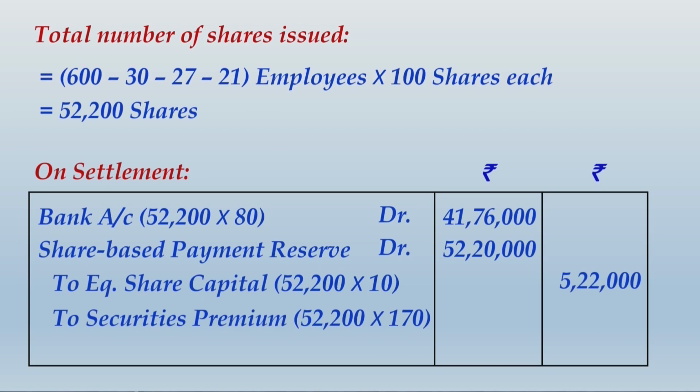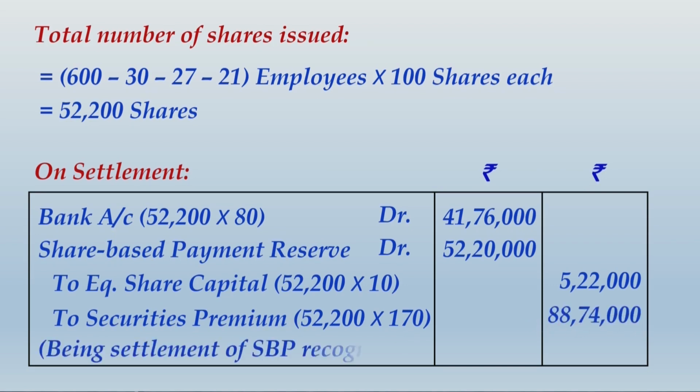Now friends, you should understand one thing very well. This entry, bank entry, was passed by rupees 80 per share. Share based payment reserve was created by 100 per share. So the total debit is at the rate of 80 plus 100, that is 180 per share. And here the share capital has been credited only by rupees 10 per share. So obviously the balancing figure rupees 170 per share will be recorded in the name of securities premium, which comes to 88,74,000. And friends, what I want from you is note down this whole thing carefully, and that will be end of the solution.